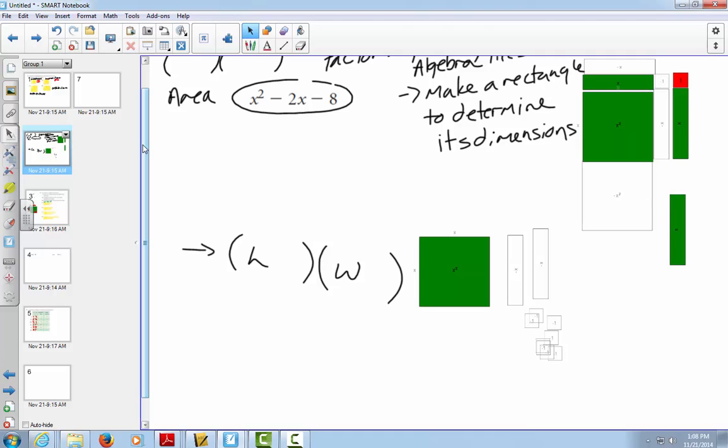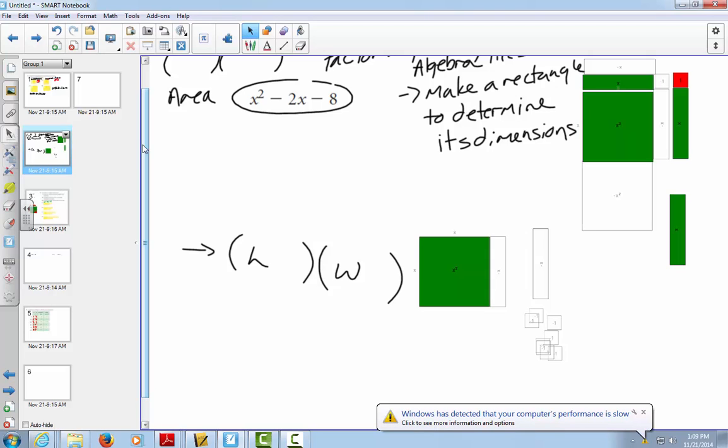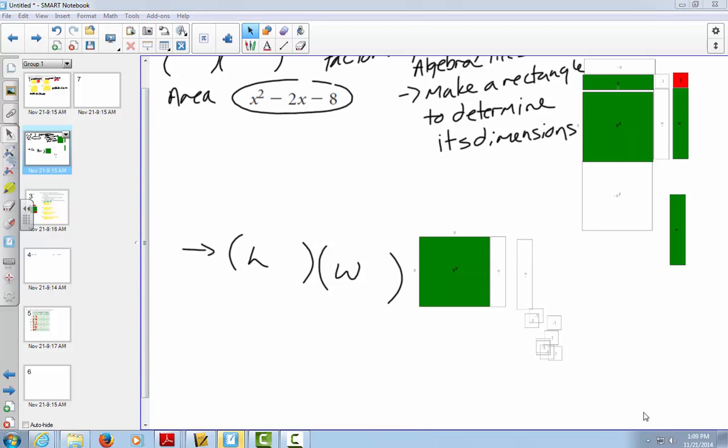Now, when I start working through this problem, I have to think about some things here. Can I figure out a solution? I've got this and this. I'm going to arrange these. It's not going to work. Doesn't matter how I set it up.